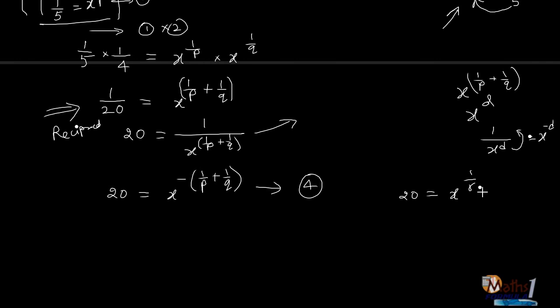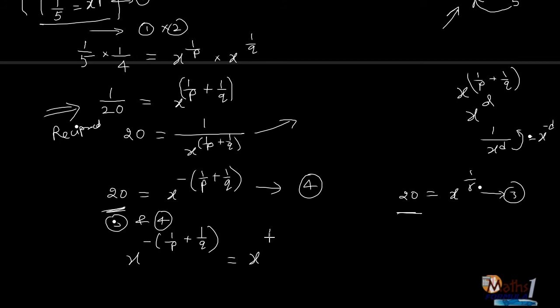By looking at third and fourth, I can see LHS equals LHS, so that means RHS and RHS I should be able to equate. Comparing 3 and 4, LHS equals LHS, so RHS I can equate: x to the power minus of 1 by p plus 1 by q in the bracket equals x to the power 1 by r. So what do we know? Another way of finding the value of certain variables. Let me just give you an example.